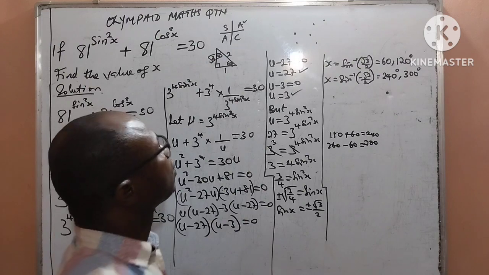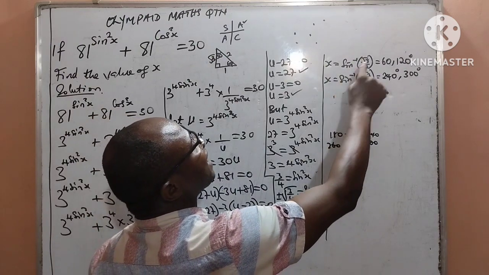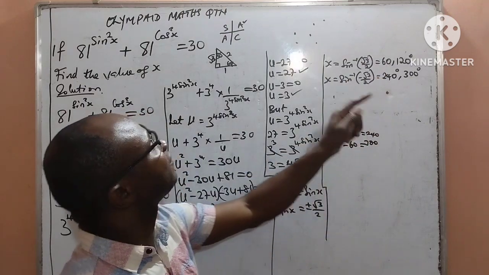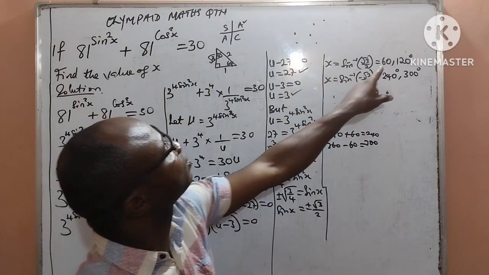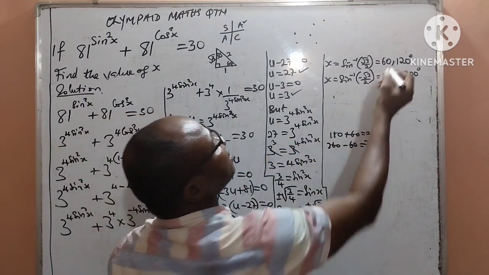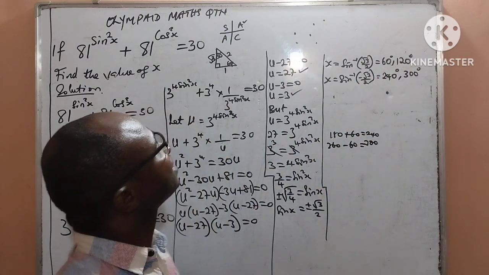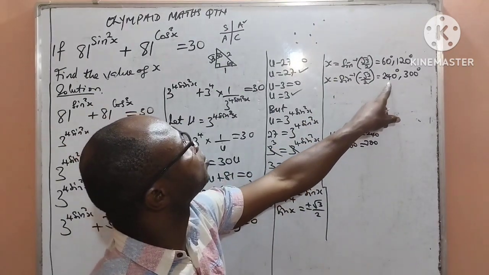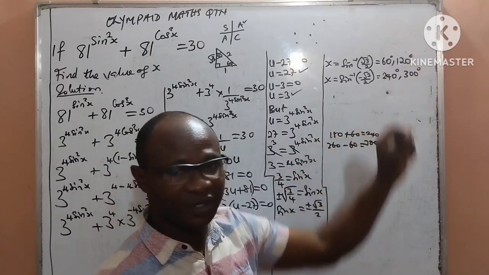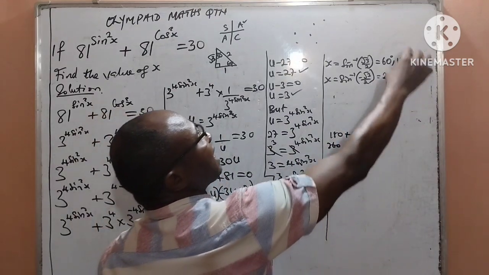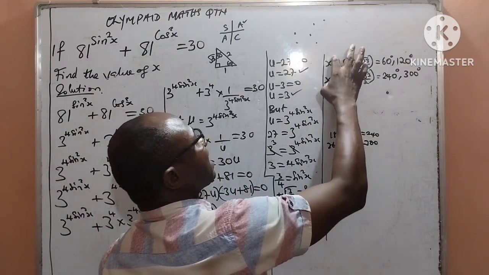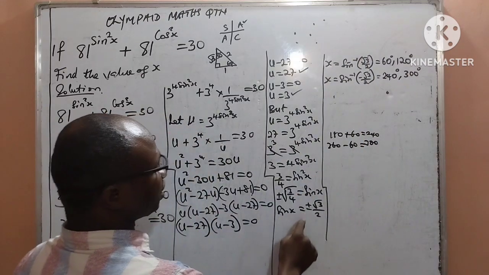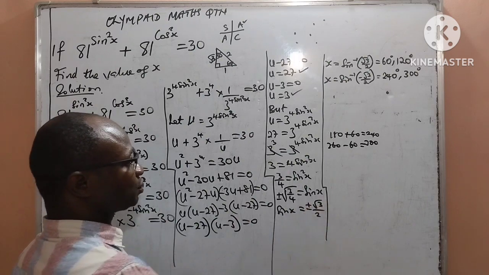That when we find sine inverse of root 3 over 2, we are going to get values of x to be 60 degrees and 120 degrees. And when we look for sine inverse of minus root 3 over 2, we are going to get 240 degrees and 300 degrees respectively. Now, these angles, these values of x are gotten when we work with plus or minus root 3 over 2.